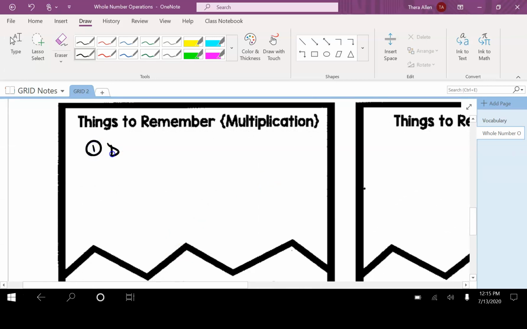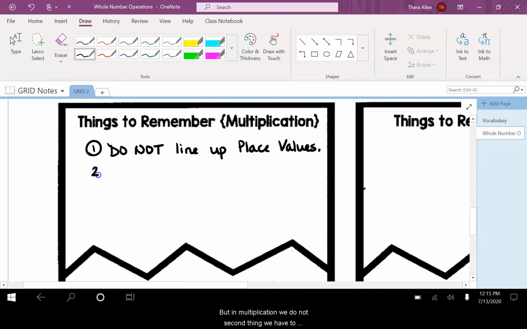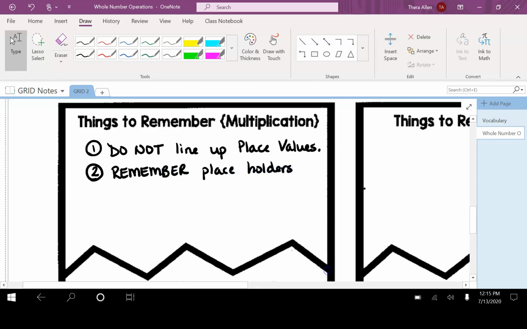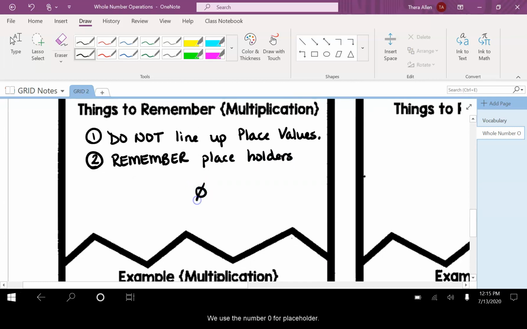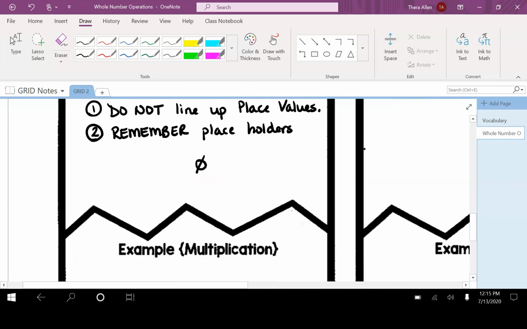Do not line up place values. So in the last two we did, but in multiplication we do not. Second thing, we have to remember to use our placeholders. So remember placeholders. And what do we use for a placeholder? We use the number 0 for a placeholder.